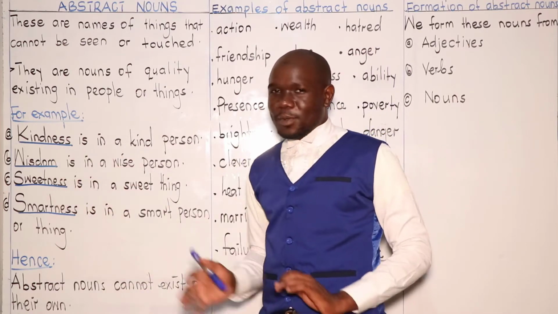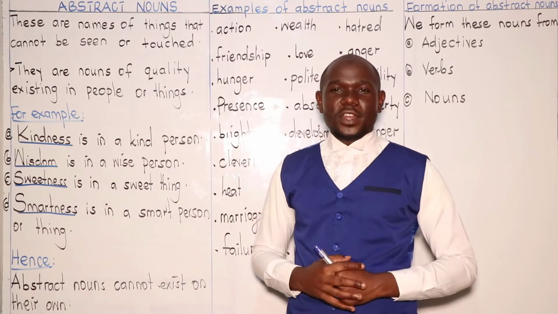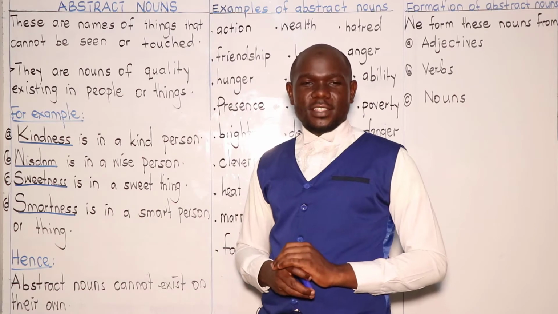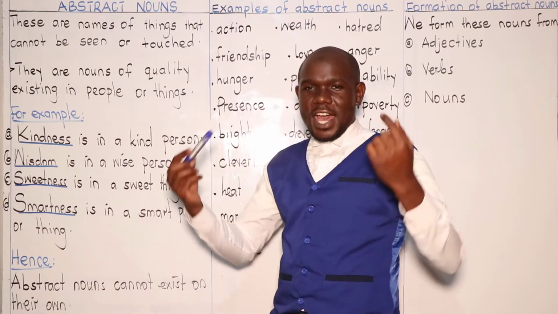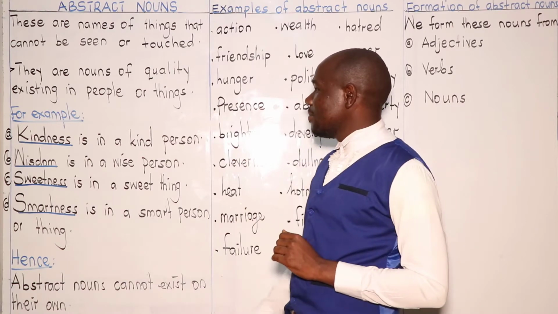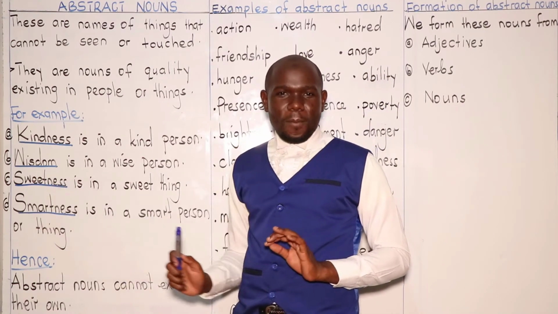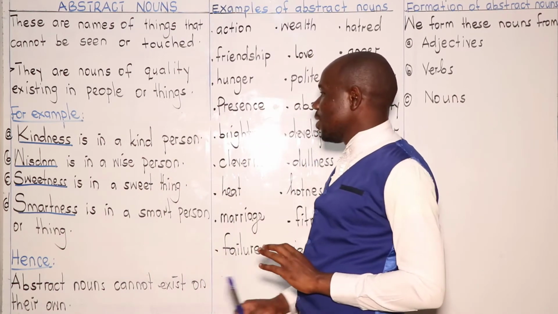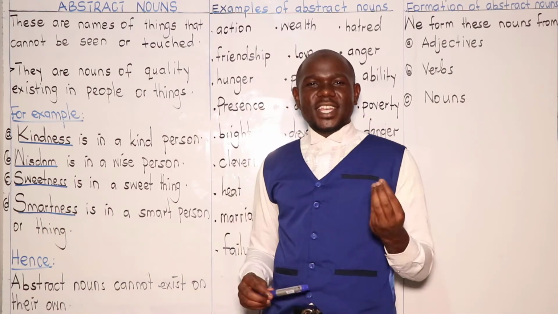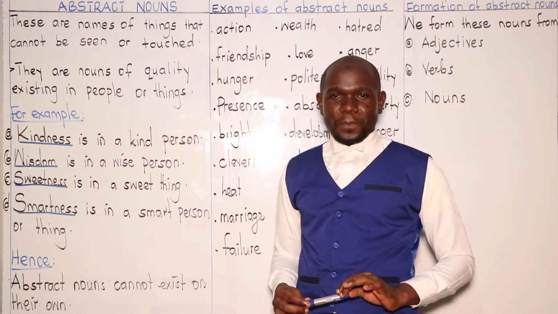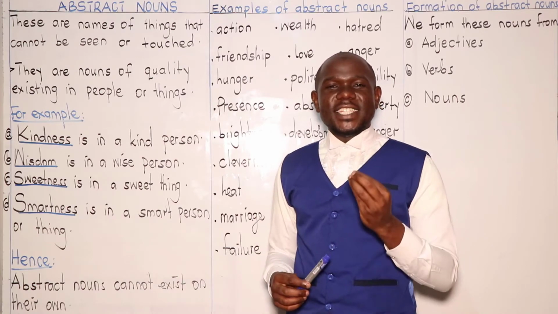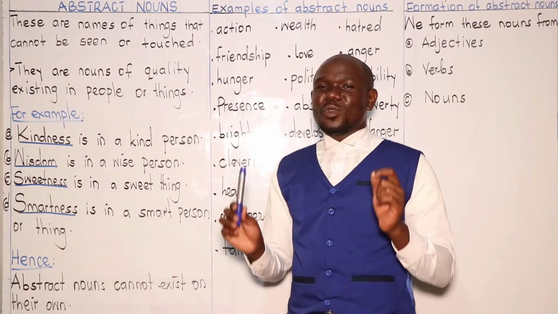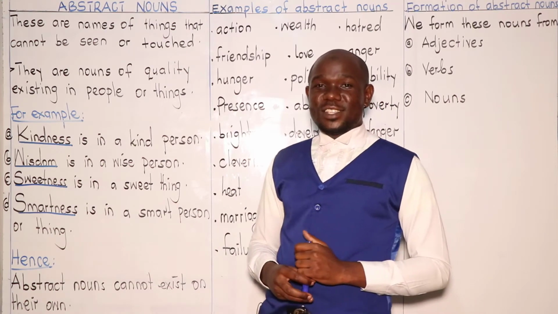We say wisdom. Take an example. If you're a student and in class a teacher says that Maria is wise, he has identified something in you, and that something is wisdom. It means wisdom exists in a wise person. When we look at sweetness, when you taste something, for example a fruit, you say it is sweet. And now we say sweetness is in a sweet thing.